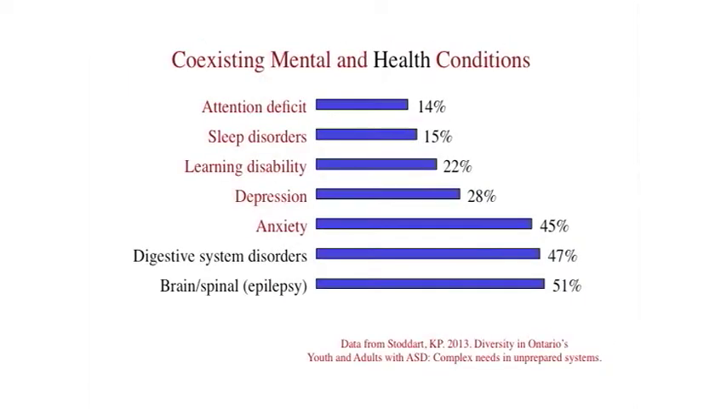So also there's many coexisting mental and health conditions. This is data from a recent study that came out of the province. I live in Ontario, which is the largest province in Canada. So in 14% of cases, we see attention deficit, sleep disorders in roughly 15%, learning disability, 22%, depression, 28%, anxiety, 45%, and then in what I just group as health conditions, digestive system disorders in 47%.